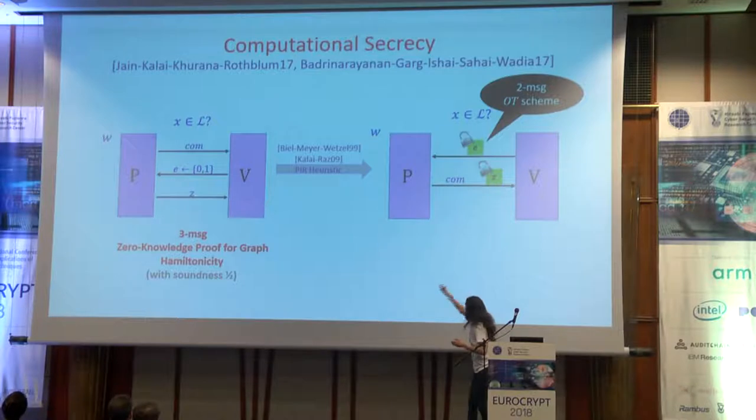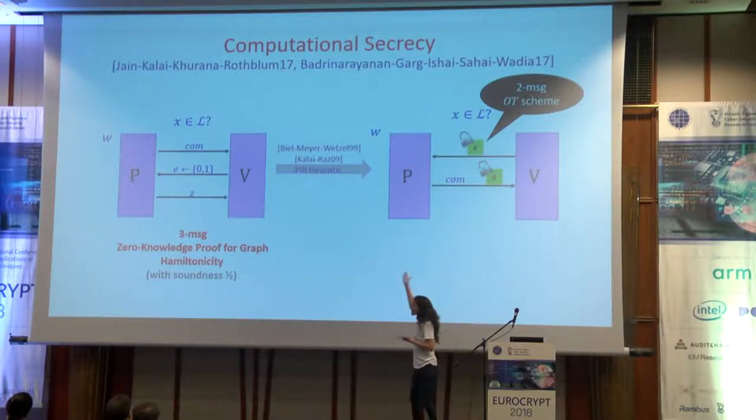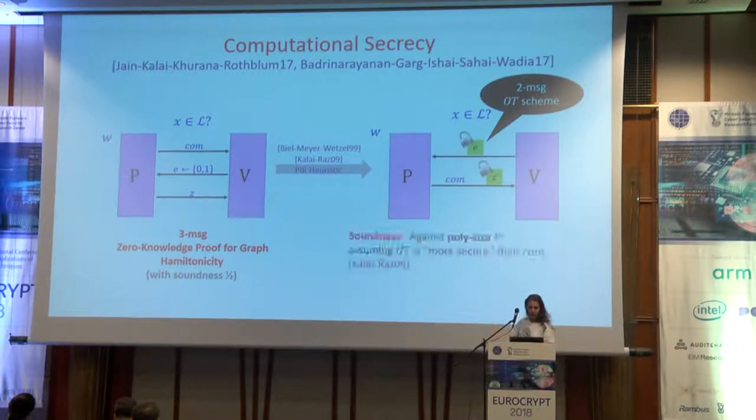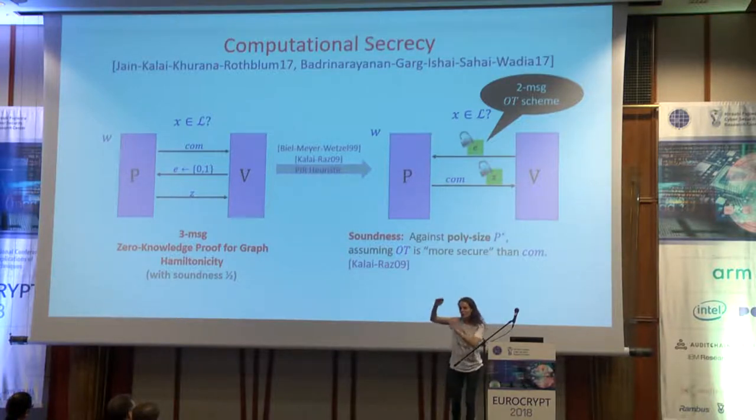So actually, this idea of transformation has been done before in the context of soundness, even before this, with computational secrecy. So what was shown in the work with Franz is that this is sound. However, you need to assume that the OT is more secure than the commitment. And that's why we need a super polynomial assumption on the OT. So this is sound as long as the OT is harder to break than the commitment scheme. Okay, good, and this was already in the work with Ran, so that's great.